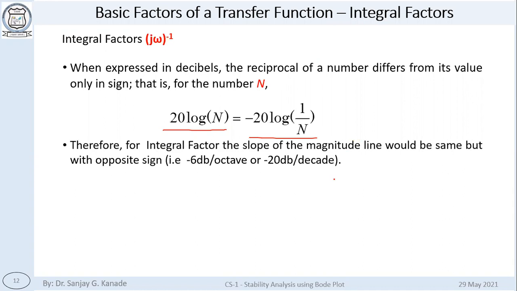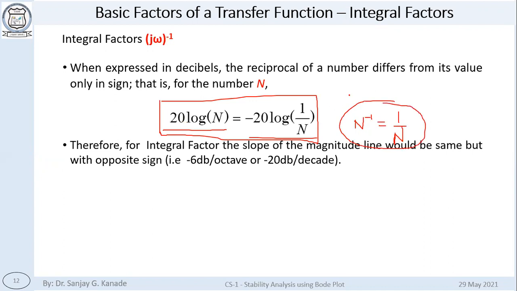What is happening here? So in the case of S, we have determined, you got this formula, right? You just take a look at this formula. When we say 20 log of n, it is equal to minus 20 log of 1 by n, right? Because 1 by n means n raised to minus 1 itself, right? So if you substitute this, you will get the same things, right?